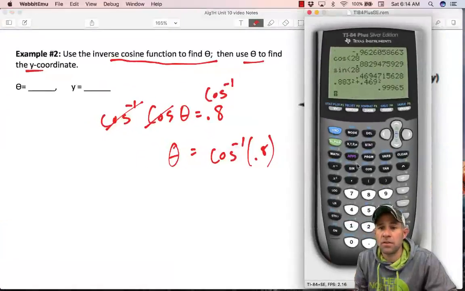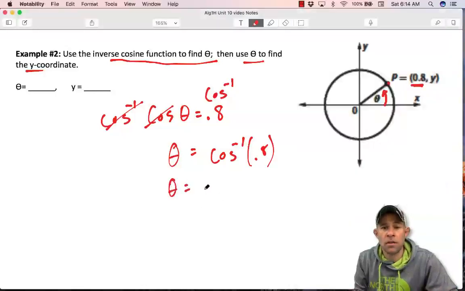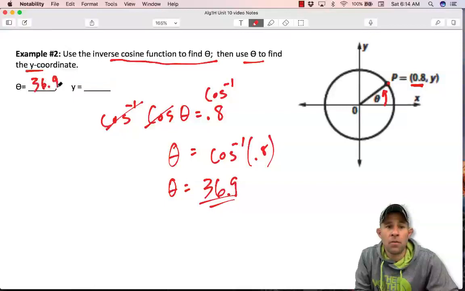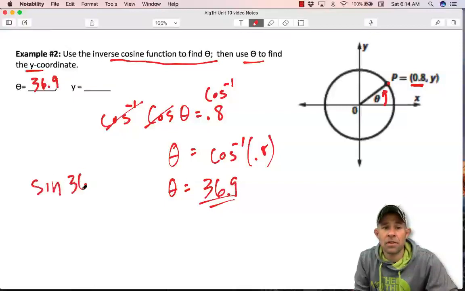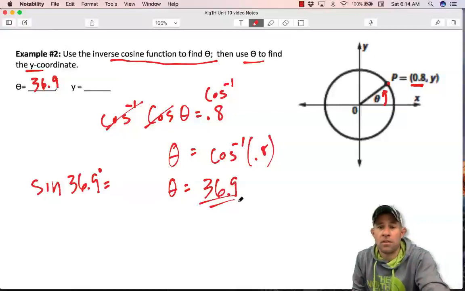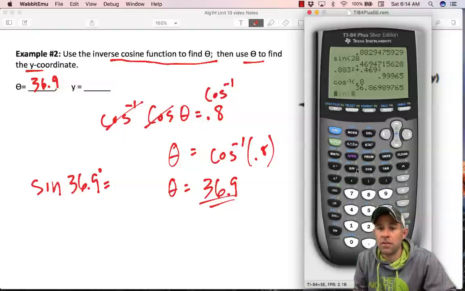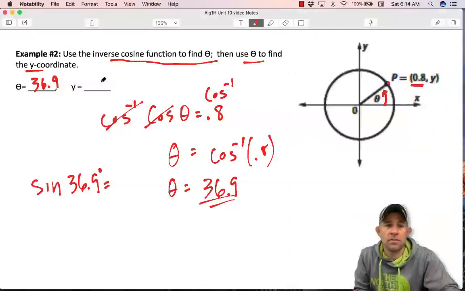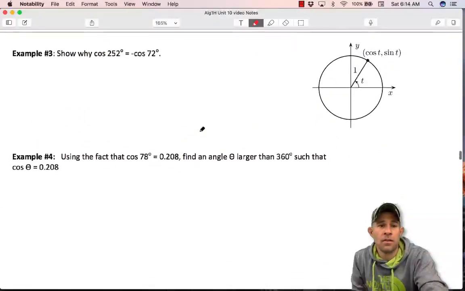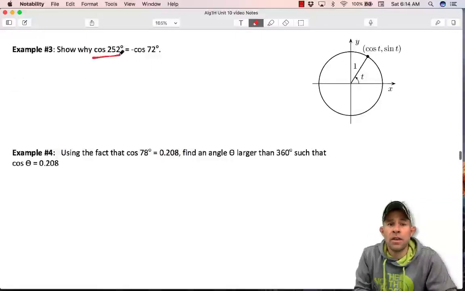If we take our second function, inverse cosine of 0.8, we'll get our angle measure of 36.9 degrees. So we'll say theta is equal to 36.9. Now, if I know that theta is equal to 36.9, I can find my y-coordinate by taking the sine of 36.9 degrees. Let's go back to our calculator here, and we'll say sine 36.9, and that's going to be equal to 0.6. So there's our y-coordinate.